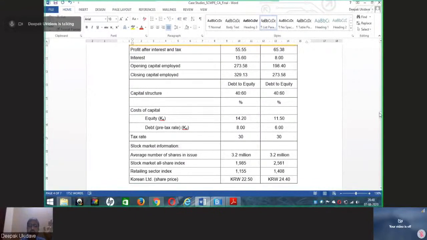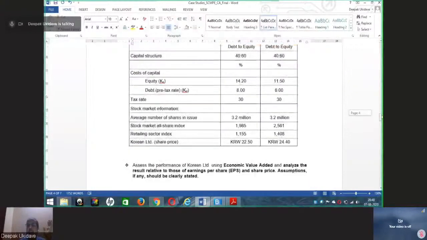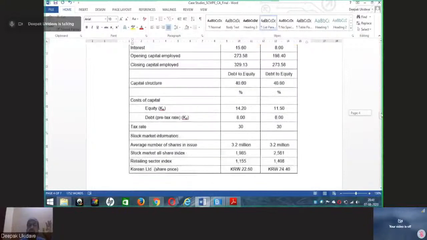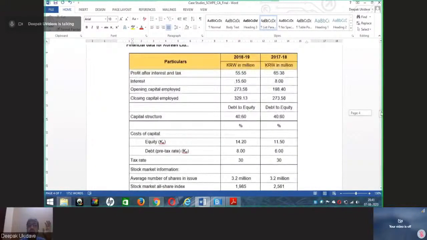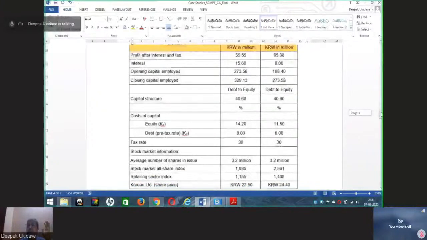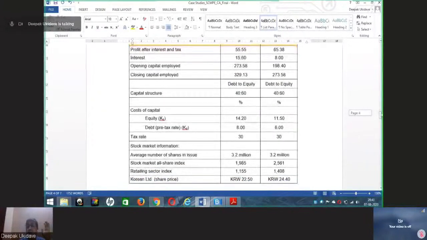Of course, EPS is not given, so you have to calculate EPS also. There is a highlight in the question that you have to calculate EPS, earning per share. You know, earning per share is profit after tax divided by number of shares. So you are given profit after tax 55.55 million divided by 3.2 million. That will give you average number of shares, and that will give you EPS.